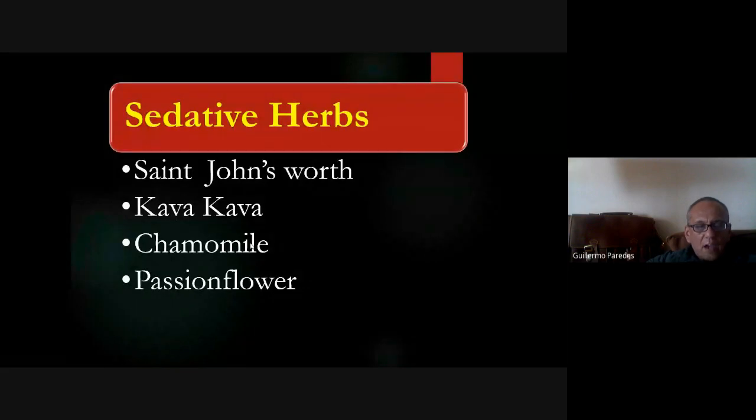Now, sedative herbs. We cannot use sedative herbs, St. John's wort, because that is going to increase the effect. Okay? St. John's wort is always coming up. St. John's wort.